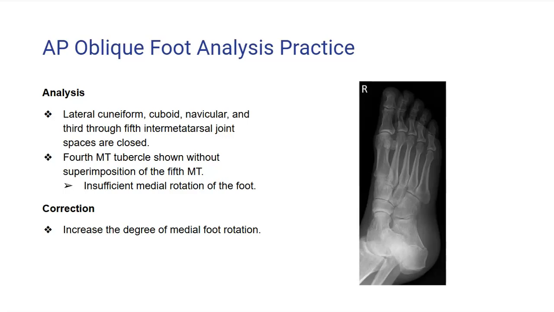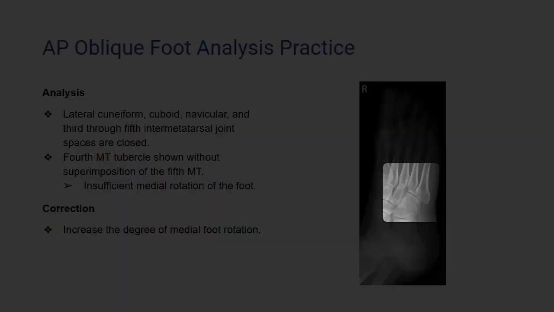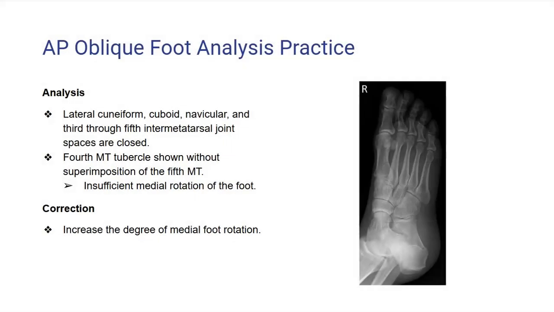Let's review this practice analysis together. In this AP oblique foot projection, you'll notice the following positioning errors. The lateral cuneiform, cuboid, navicular, and 3rd through 5th intermetatarsal joint spaces are demonstrated as closed. The 4th metatarsal tubercle is shown in profile and superimposing the 5th metatarsal. This all indicates that we are insufficiently medially rotated.